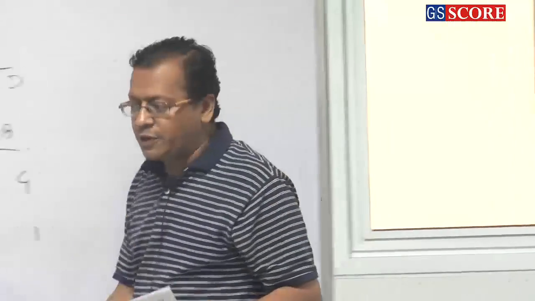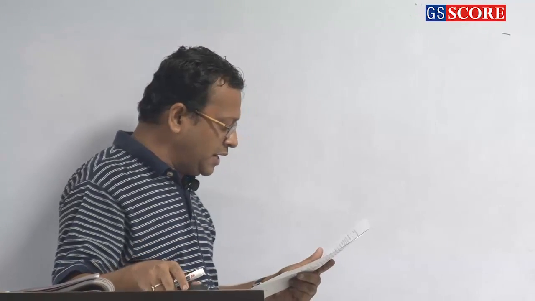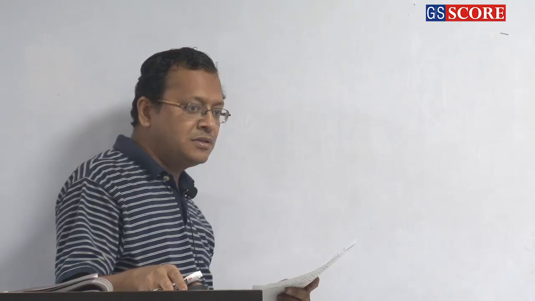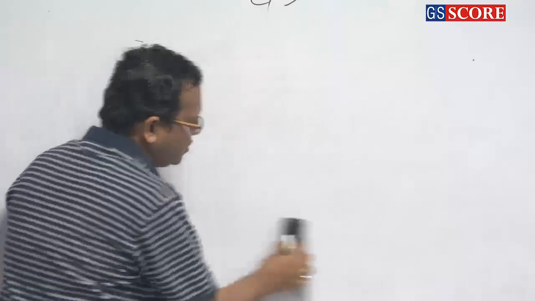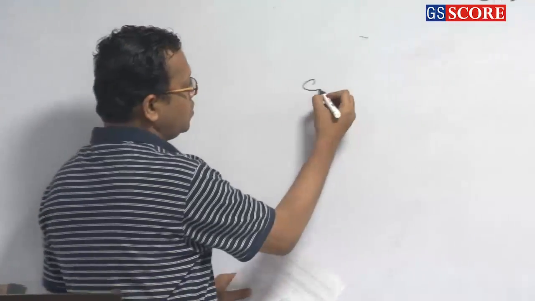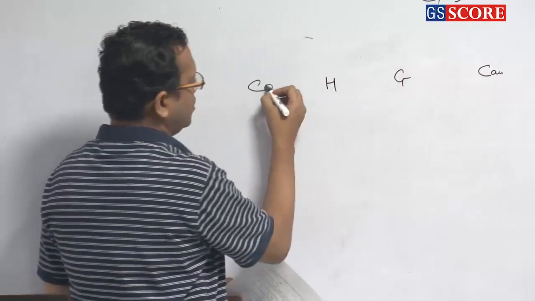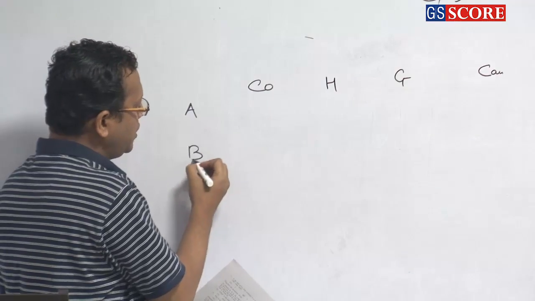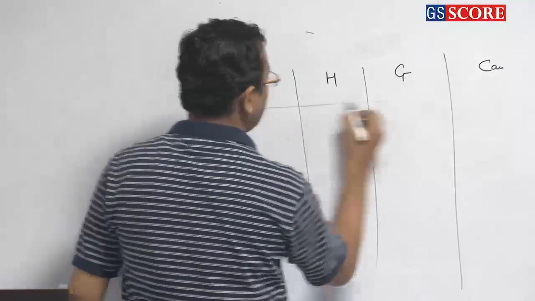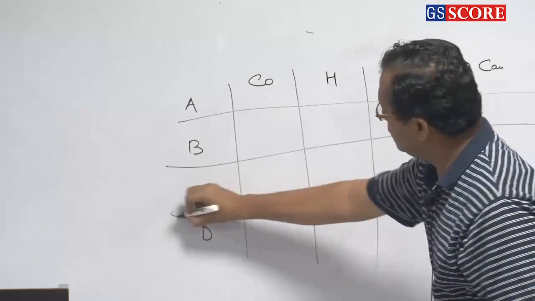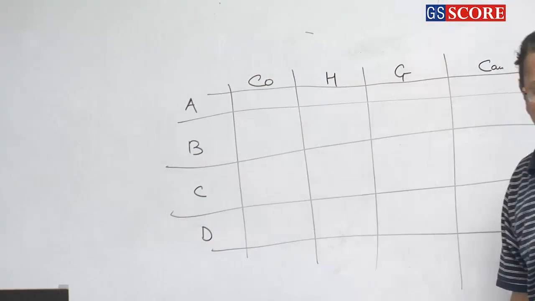Okay, 23rd and 24th. Did you do? Yes? 21? 21 is first and third place only. 23rd and 24th. Now this is, okay, and this is A, B, C, D. These are the 4 people.